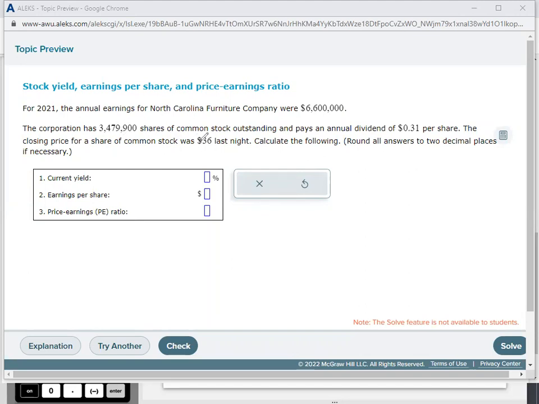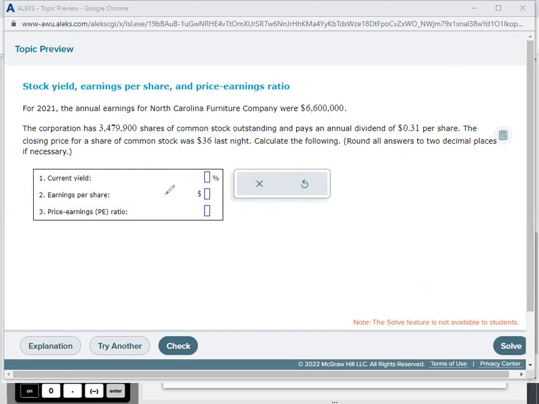The corporation has 3,479,900 shares of common stock outstanding and pays an annual dividend of 31 cents per share. So for each one of these shares, each one of these pieces of the company, they'll pay out 31 cents. Okay, so if you've got a lot of these, you might get a lot of money. Okay, the closing price for a share of common stock was $36 last night.